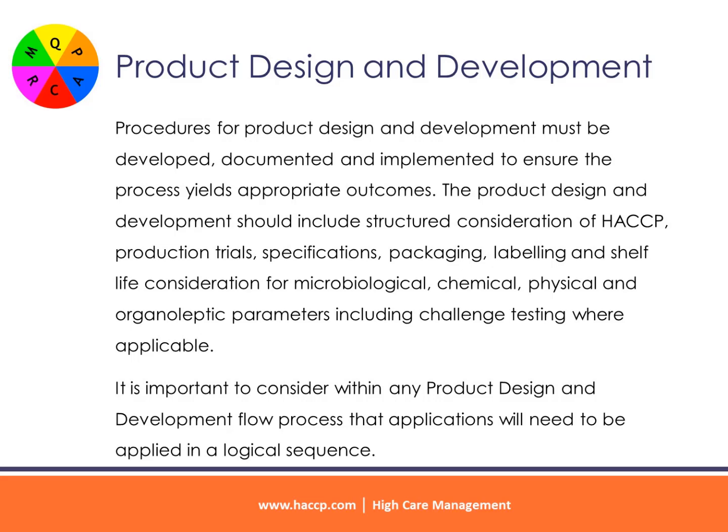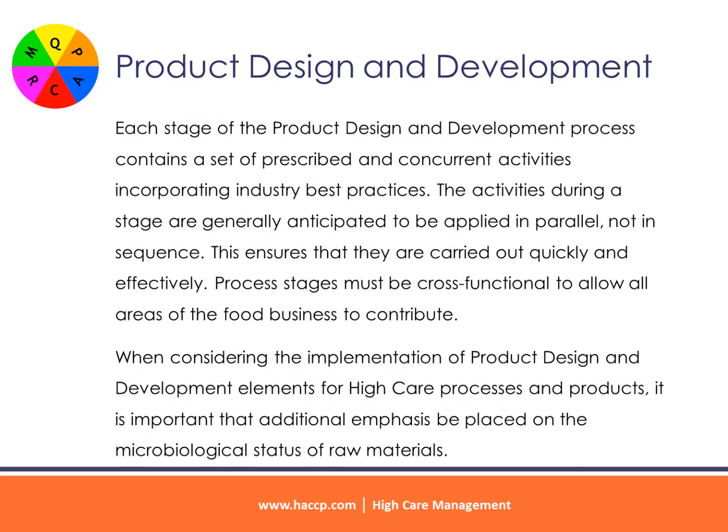The product design and development should include structured consideration of HACCP, production trials, specifications, packaging, labeling and shelf life consideration for microbiological, chemical, physical and organoleptic parameters including challenge testing where applicable. It is important to consider within any product design and development flow process that applications will need to be applied in a logical sequence. Each stage of the product design and development process contains a set of prescribed and concurrent activities incorporating industry best practices.